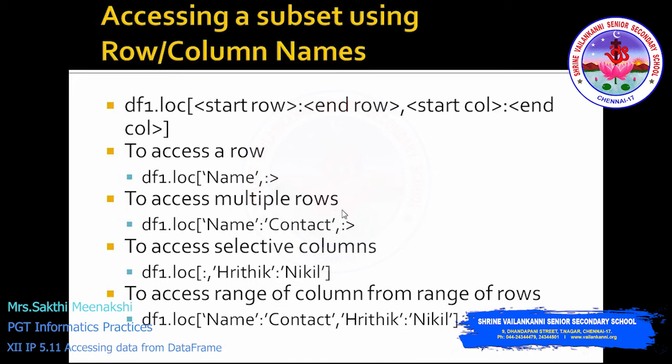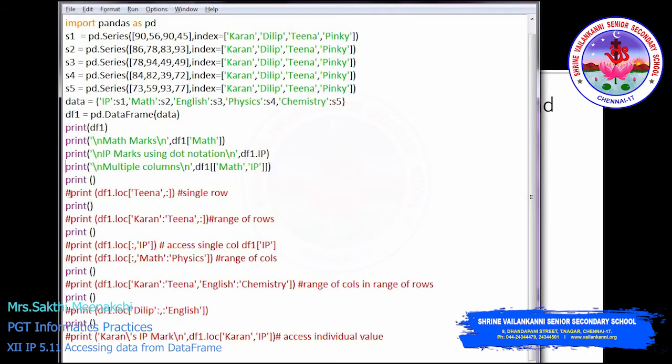Okay, so to access multiple rows you have to use a start and then a stop. This is the starting row till the ending row, then comma, and again you have to use this colon to mention all the column names. Here I am just starting with the colon, that means all the rows. All the rows and column values from Hrithik to Nikhil, right? To access a range of columns, you have to use from the Hrithik column till the Nikhil column. So let's see this example here.